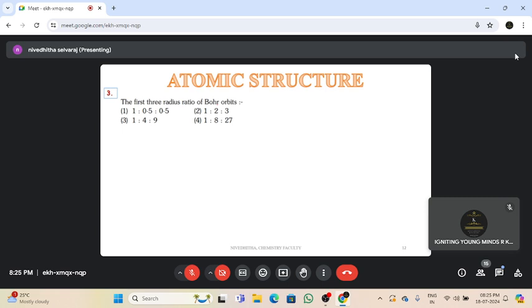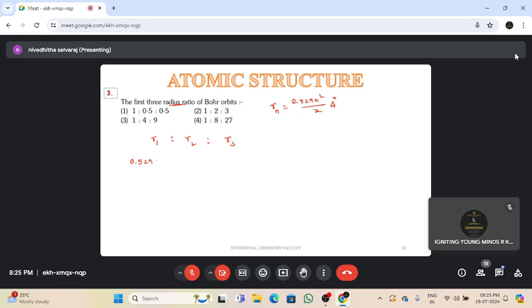So first we have to know the formula to calculate the radius. So what is the formula? Rn is equal to 0.529 n square divided by Z angstrom. And they're asking us to find the first 3 radius, which means R1 is to R2 is to R3. So R1 is 0.529.